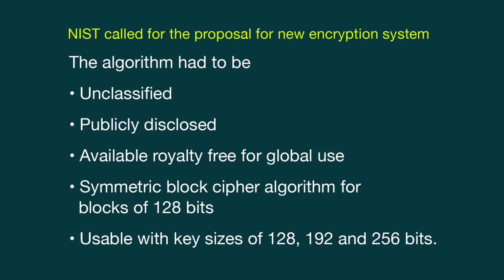In January 1997, when NIST called for the proposal for a new encryption system, they put forward some important restrictions, such as the algorithm had to be unclassified, publicly disclosed, available royalty-free for global use, and a symmetric block cipher algorithm for blocks of 128 bits, and it should be usable with key sizes of 128, 192 and 256 bits.